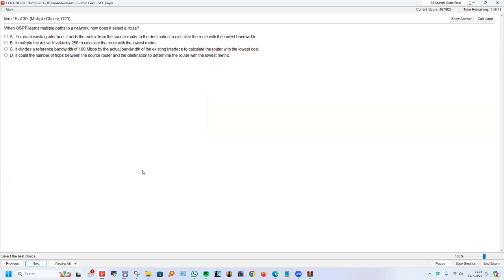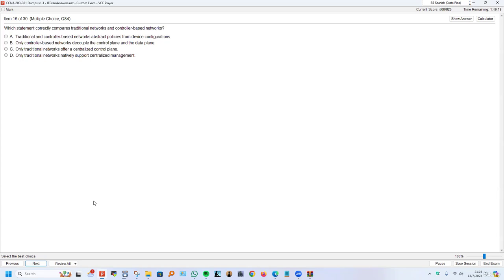What about this one? When OSPF learns multiple paths to a network, how does it select that route? Okay, as far as I remember, we need to use cost. It divides the 100 Mbps by the bandwidth of an existing interface to calculate the lowest cost. There you go.